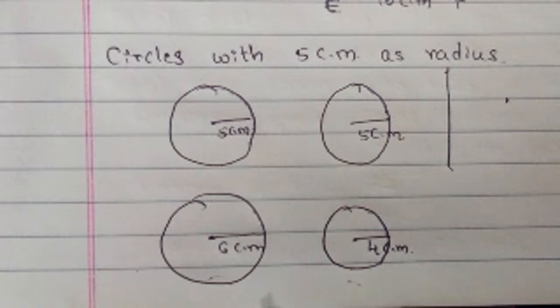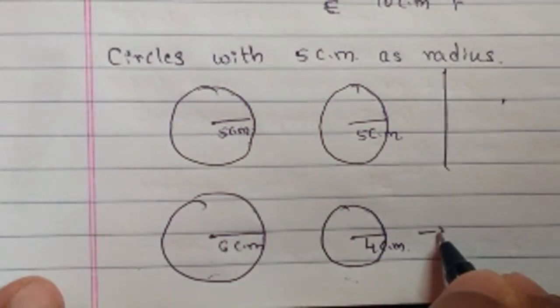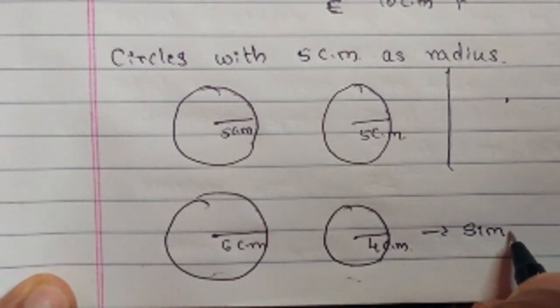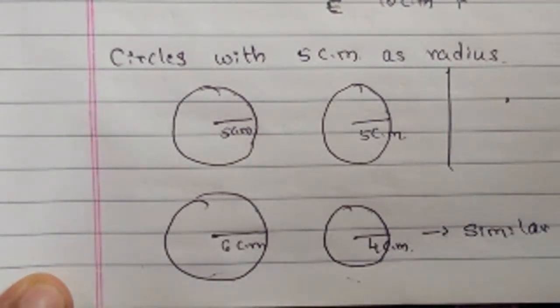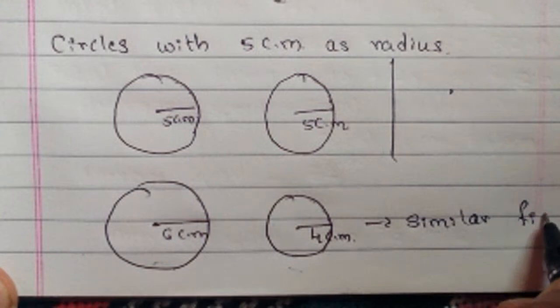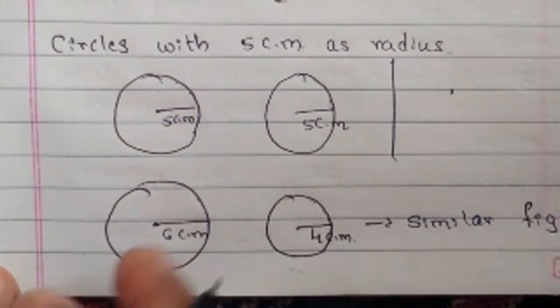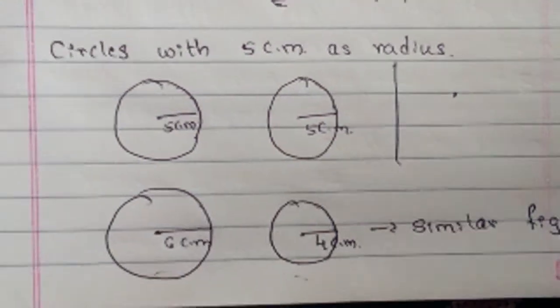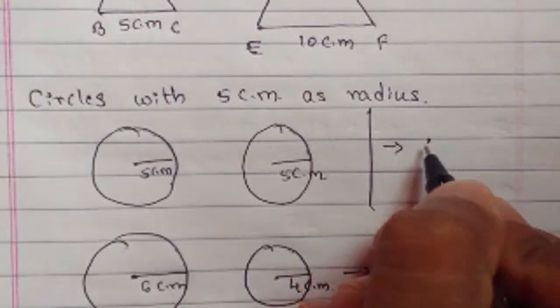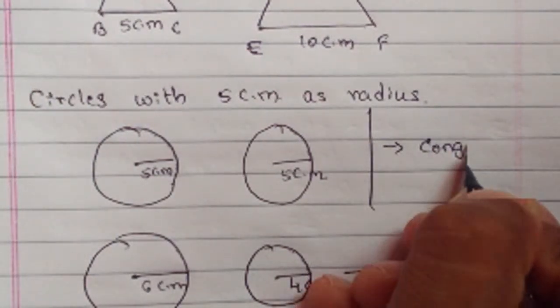Okay, so here the first circle has 6 centimeter and the second circle has 4 centimeter. But here we have to remember one thing: both the figures are circles only, but their radii are different. So therefore these circles come under similar figures. Okay, these are similar figures. And the first one is case 1, so the figures are congruent.